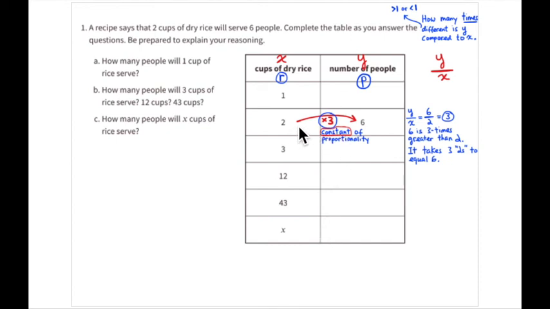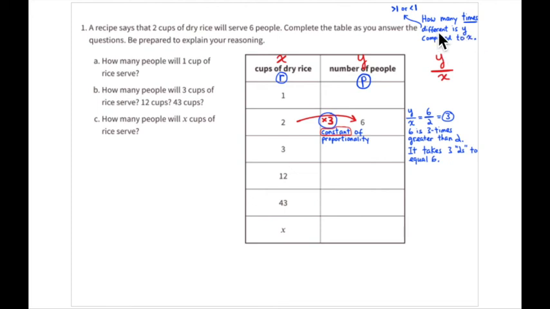Well, you can see that. Everybody knows that 2 times 3 is equal to 6. But what if it was not that easy to see that it's times 3? How would you figure out this constant of proportionality? Well, you would take the value for y and divide that by the value of x. That tells you how many times different y is compared to x.